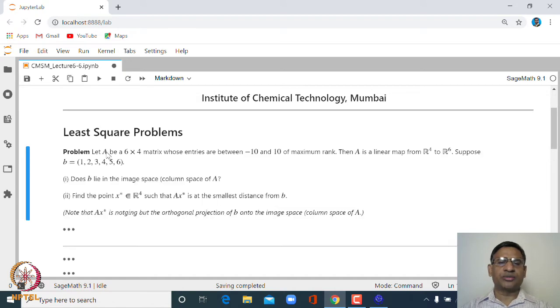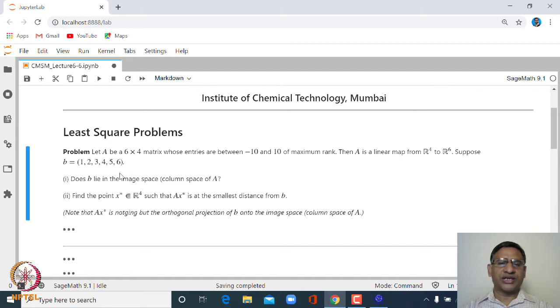Suppose you have a random 6 cross 4 matrix A whose entries are, let us say, integers from -10 to 10. Then A can be thought of as a linear map from R4 to R6. Now suppose there is a vector B in the codomain which is (1, 2, 3, 4, 5, 6). Now the question is, does B lie in the image of A, that is, the column space of A? If it lies, that is the same as saying Ax = B has a solution.